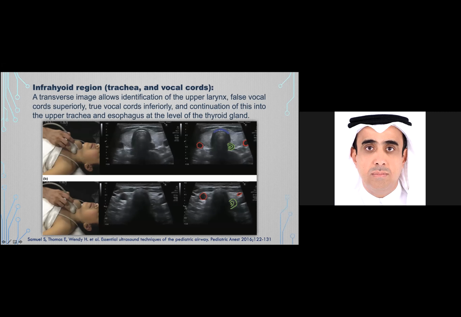The next structure that appears is the cricoid cartilage, here highlighted in yellow. It's a horseshoe-shaped, slightly larger cartilage ring.